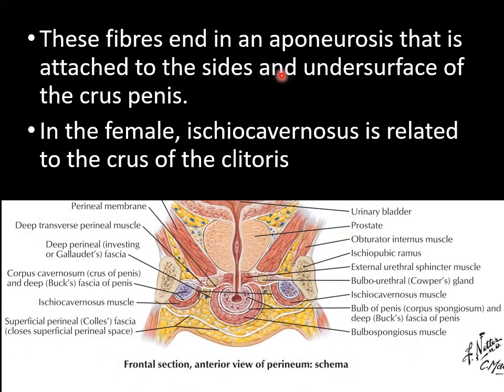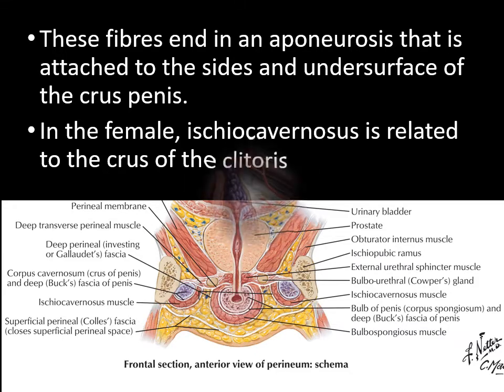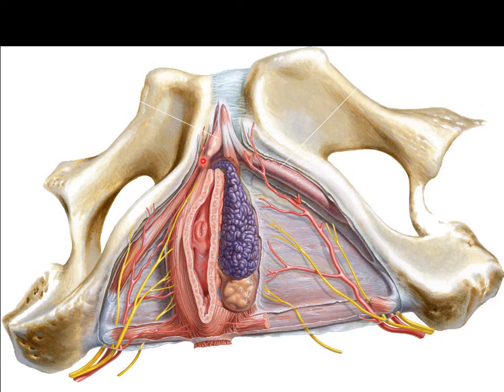And these fibers end in an aponeurosis and are attached to the sides and the surface of the crus penis. In the female, ischiocavernosus is related to the crus of the clitoris. So here you can identify these are the fibers of ischiocavernosus and these are the fibers of bulbospongiosus.